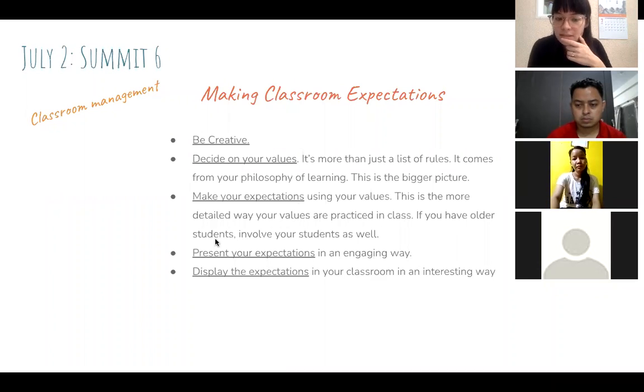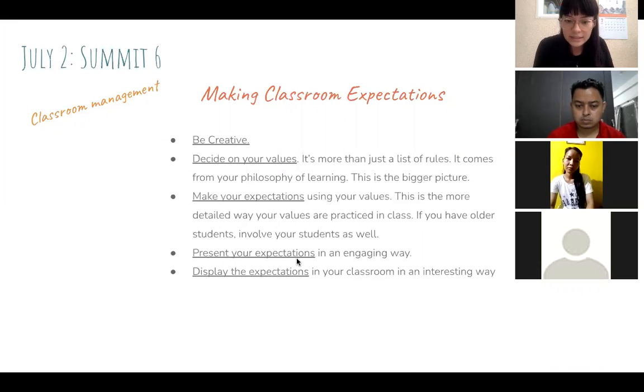If you have older students, so I would say class 7, class 8, you can involve them in making your expectations also. So especially class 8 students, you can say, our value in this class is respect. So how can we show respect in this classroom? And I'm sure the students will have ideas like only speak when it's your time, raise your hand when you want to speak, or keep your hands to yourself, or something like this. So you can involve the students if they're older.